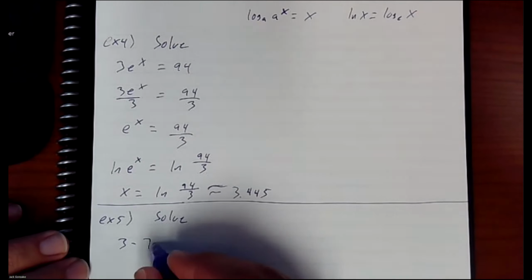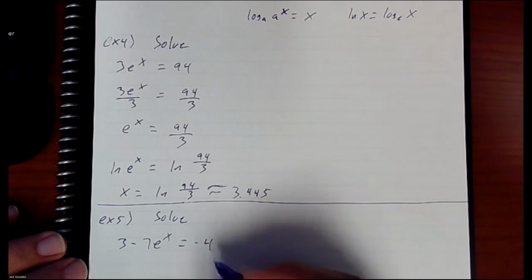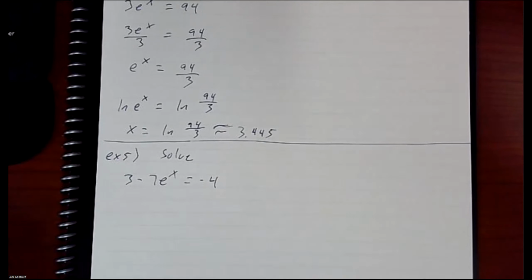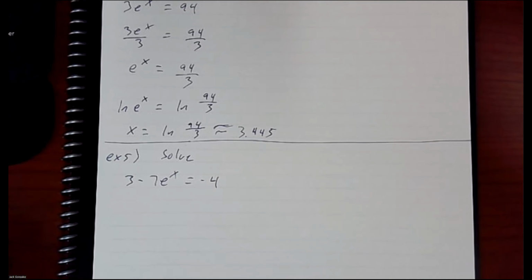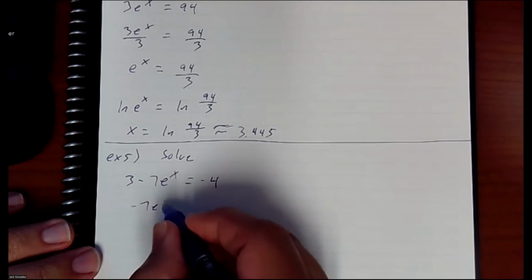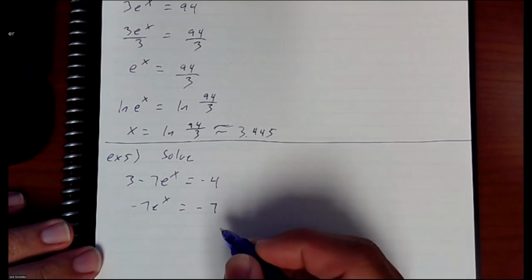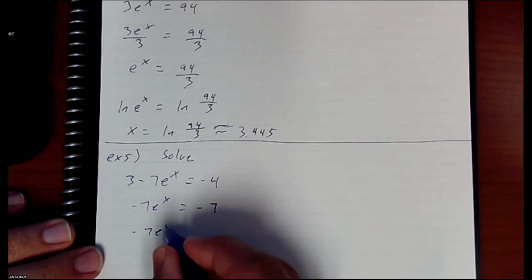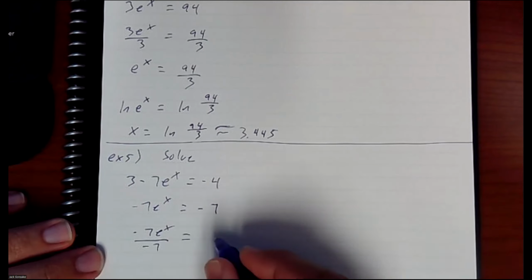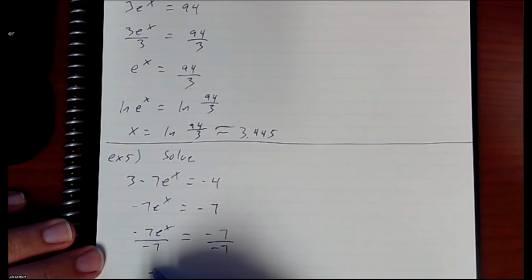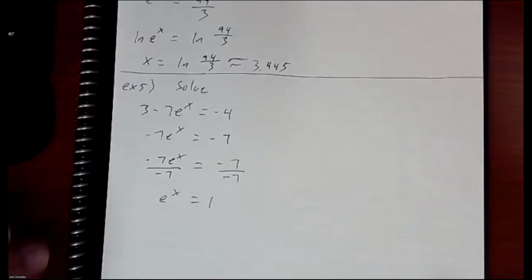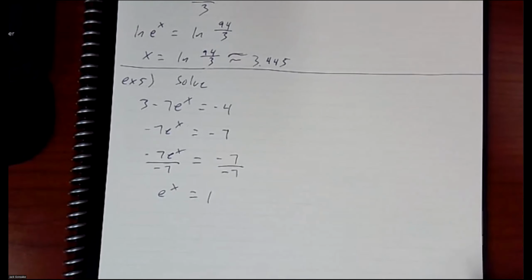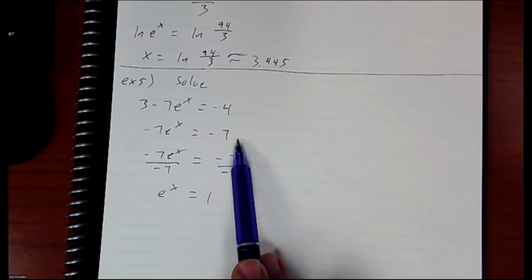3 minus 7e to the x equals -4. Okay. So subtract the 3. Divide by -7. We get to here. Right, I didn't show the -3. So -3 on both sides here gets us to here. Divide by -7 gets us to here.